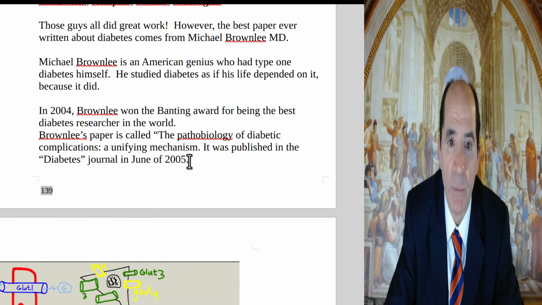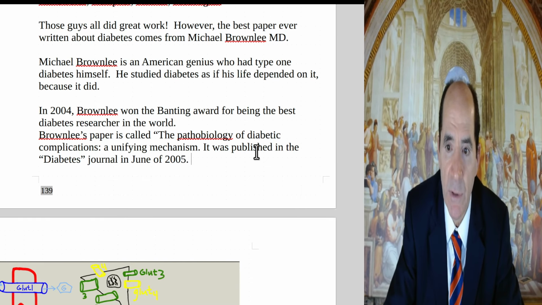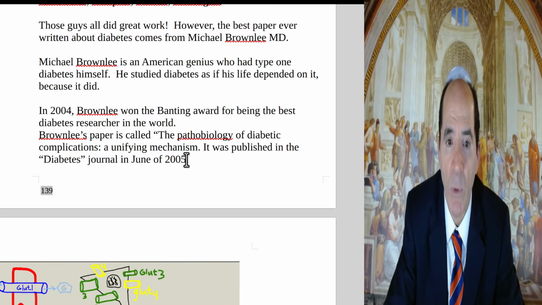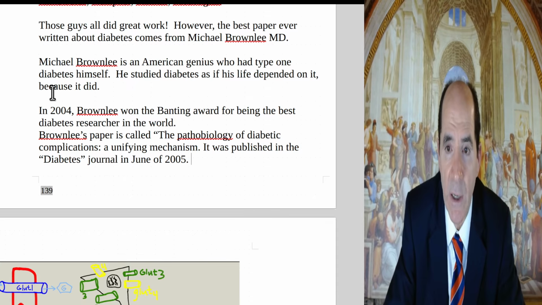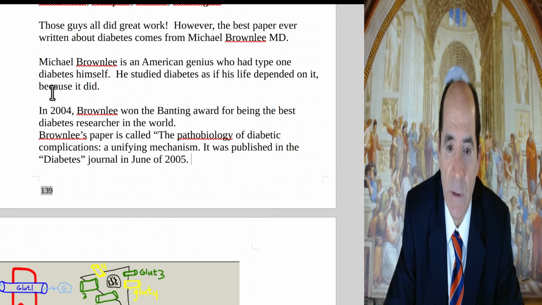Okay, Michael Brownlee wrote the fantastic, best paper ever written on diabetes, called The Pathobiology of Diabetes Complications: a Unifying Mechanism, published in the Diabetes Journal in June of 2005. And he won the Banting Award as the best diabetes researcher in the world in 2004. He's a guy who had type 1 diabetes, and he was told he was going to die in his 30s. And he decided he'd try to live longer than that, so he devoted his whole life to researching diabetes. And the guy was a genius.